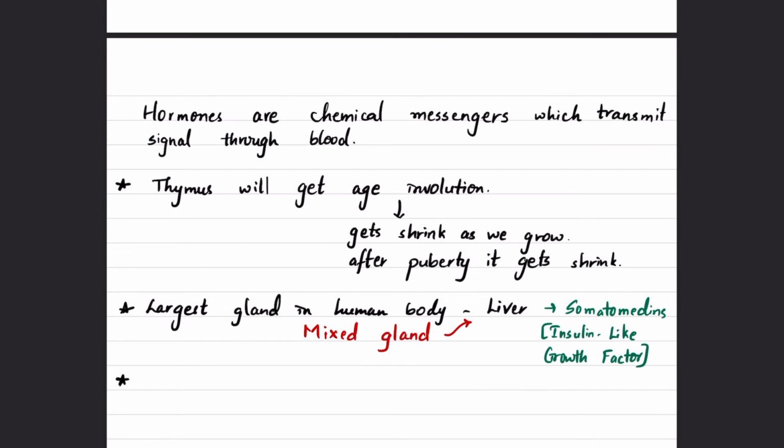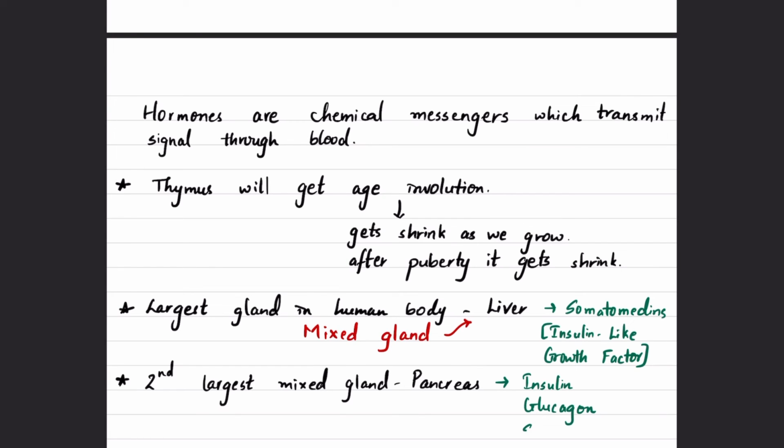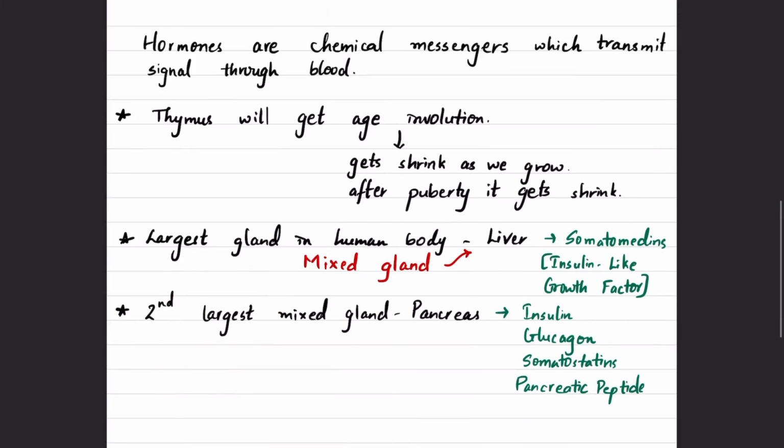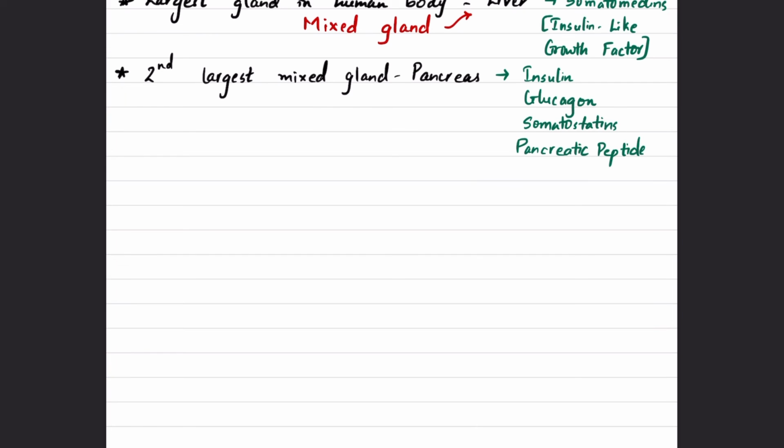Now the second largest mixed gland is the pancreas. The hormones secreted by the pancreas are insulin, glucagon, somatostatin, and pancreatic polypeptide. The pancreas is very easy to study, and the main hormone is insulin, which is the main reason for diabetes mellitus. Maybe you know.